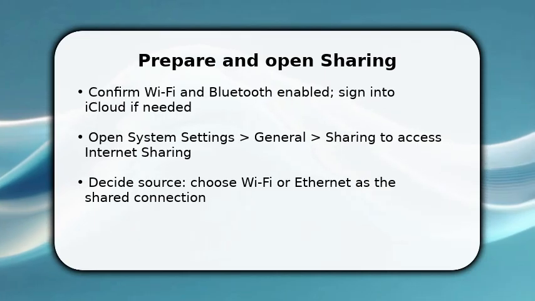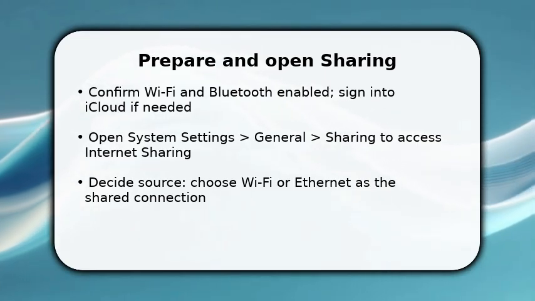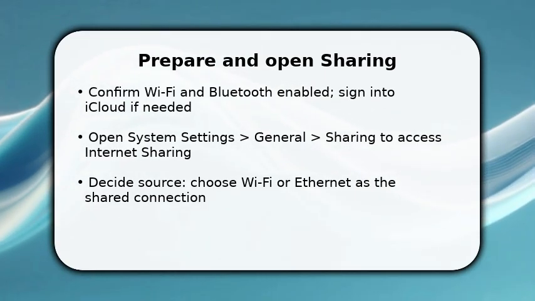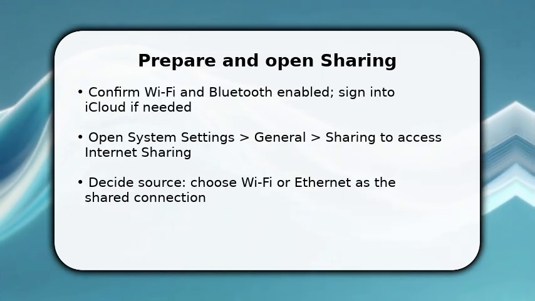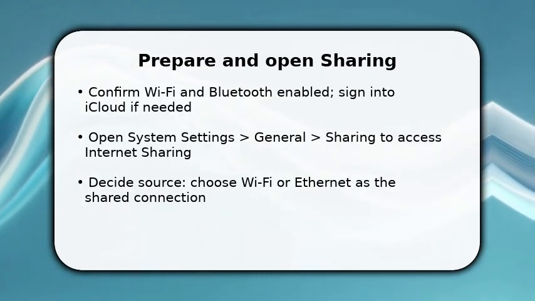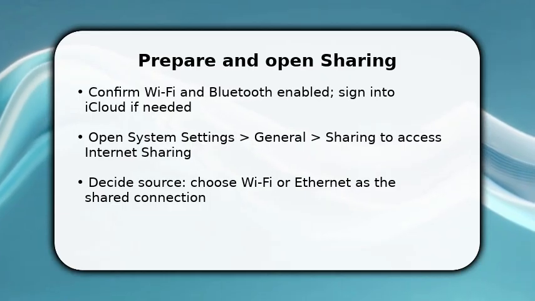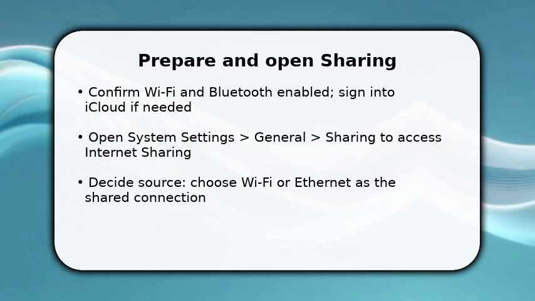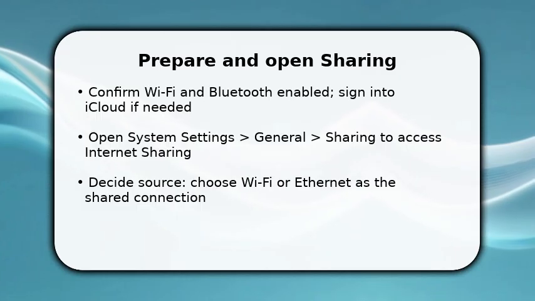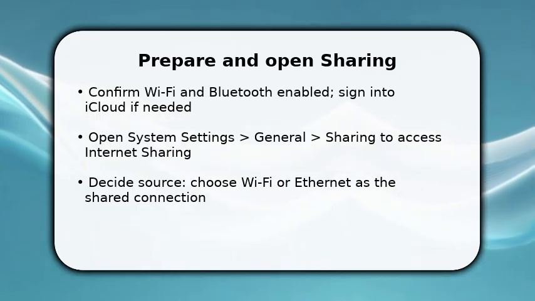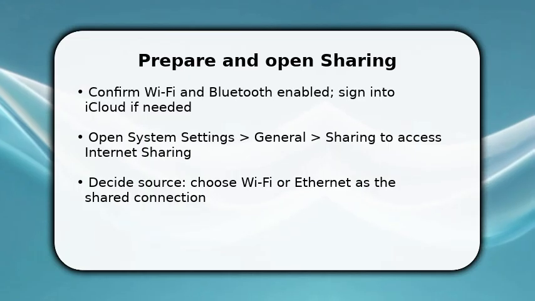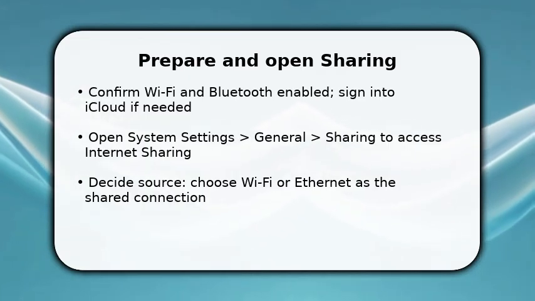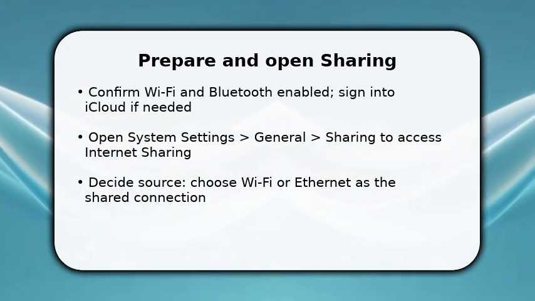You start by enabling the radios and getting to the sharing pane. Open System Settings, go to General, then Sharing. This is where Internet sharing lives. Once there, pick the connection you want to share, for example Wi-Fi if your Mac is on Ethernet, or Ethernet if your Mac is on Wi-Fi. Make sure Bluetooth and Wi-Fi are on. Some devices need Bluetooth for discovery. Doing this now gets you into the actual configuration without wasted steps.